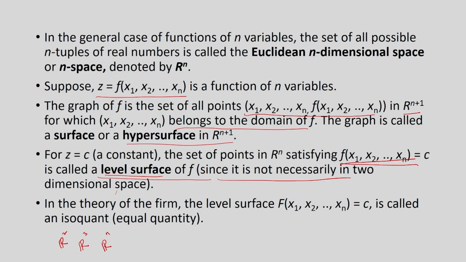In the theory of the firm, the level surface f of x1, x2, ..., xn equal to c is called an isoquant. So, for the isoquant, the name does not change. If you have 2 inputs, it is called an isoquant. In that case, it is just a curve in a 2-dimensional space. But if you have more than 2 inputs, then also it is called an isoquant. Iso means equal, quant means quantity, isoquant means equal quantity, because the output remains the same along the isoquant.